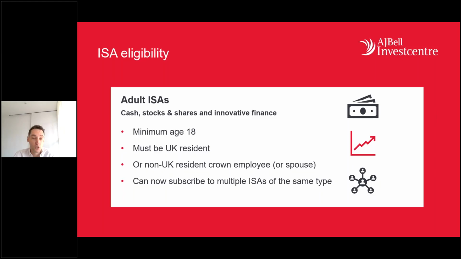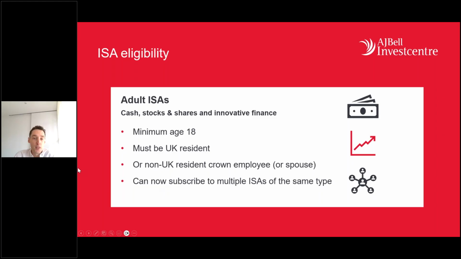So anyone who does have UK residential status will be eligible to open up an ISA and fund it while they are UK resident. There are some rules around Crown employees as well. If you're a Crown employee living overseas, you can still open up an ISA as if you're a UK resident. The main example we see of Crown employees is people in the armed forces. So if you happen to be staying on an Air Force base overseas, you can still open up an ISA as if you were based in the UK, and that applies to your spouse as well.